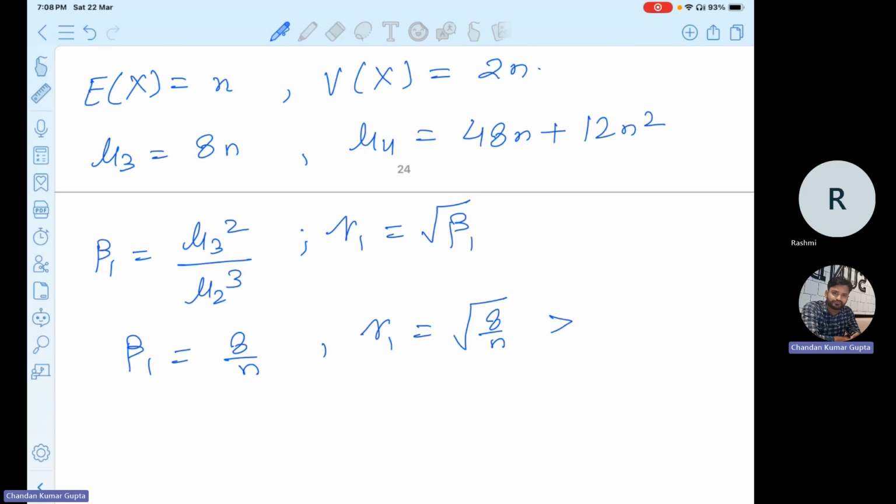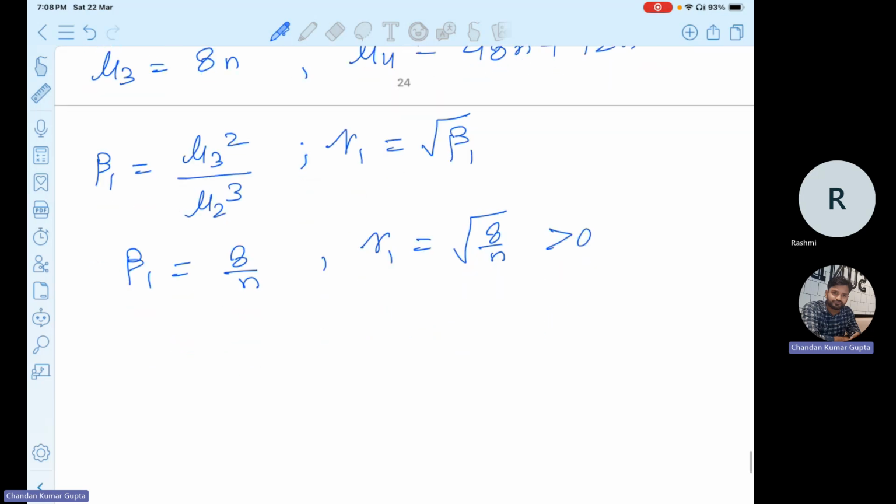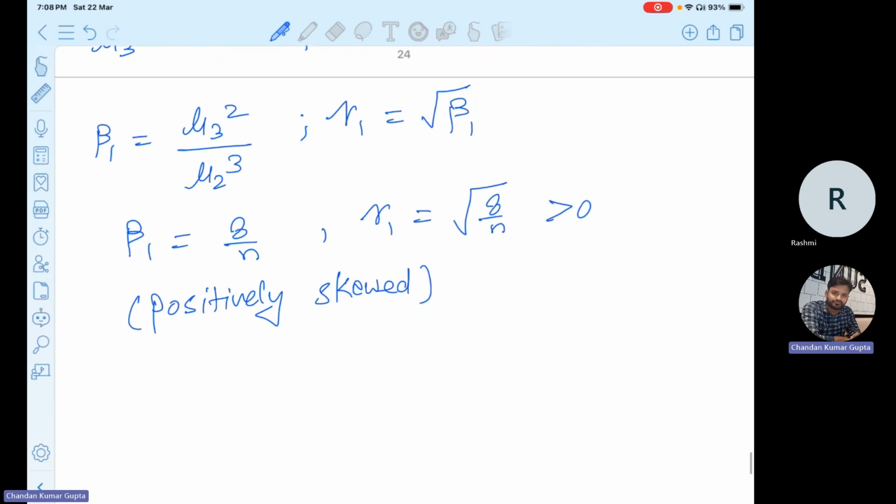So it is always greater than 0, which implies it is always positively skewed. But since n is in the denominator, when we consider n to be sufficiently large, it converges to 0. So for large n, beta 1 is equal to 0, and the distribution converges to the normal distribution. That means positively skewed converts to symmetrical in nature. So from here we can conclude this as well.